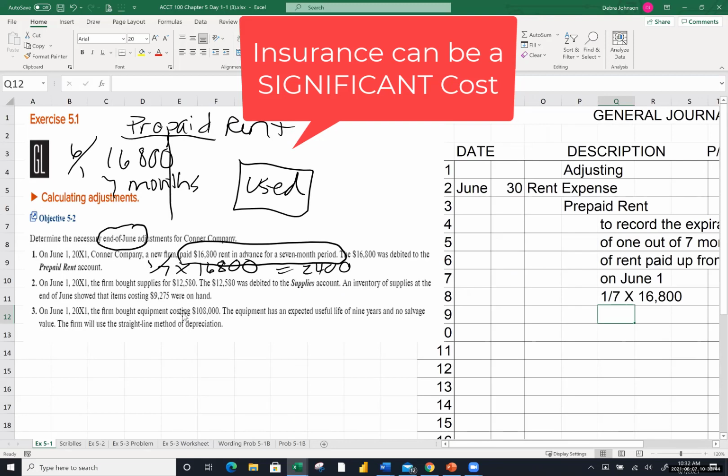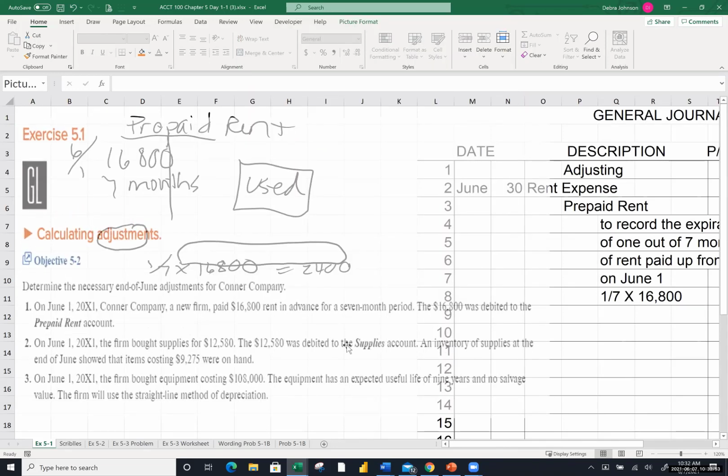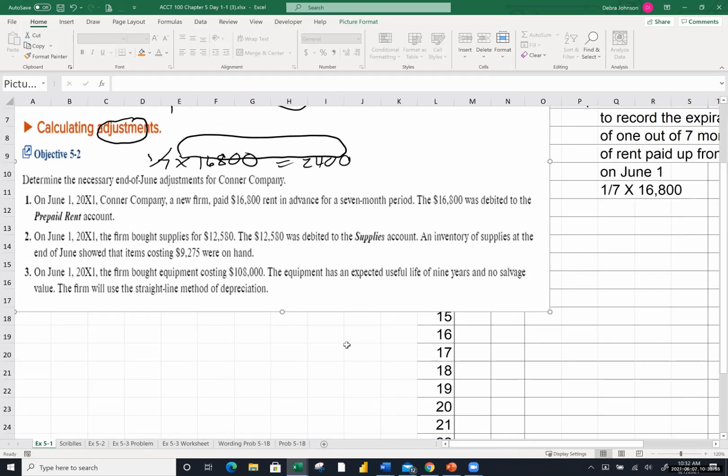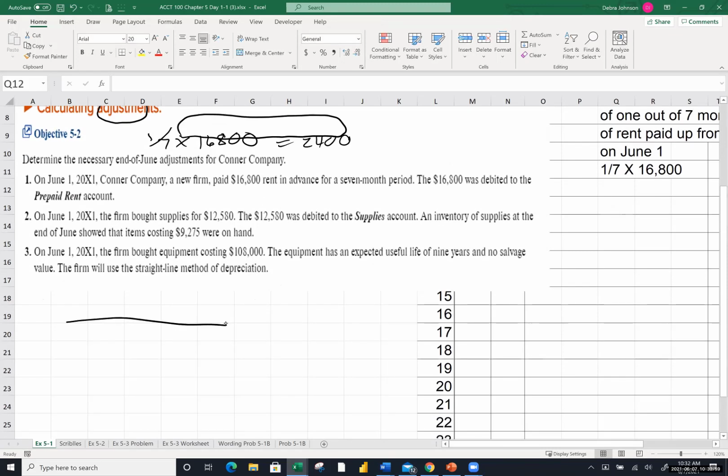Okay, next one, supplies. I'm going to make this bigger so we can see it. You guys all have access to this, so even if you can't see mine, you can look at yours. It says on June 1st, a company bought supplies. Again, I'm going to make a T account. Here's the supplies asset that we've been using. It says they bought supplies for $12,580. It was debited to the supplies account.